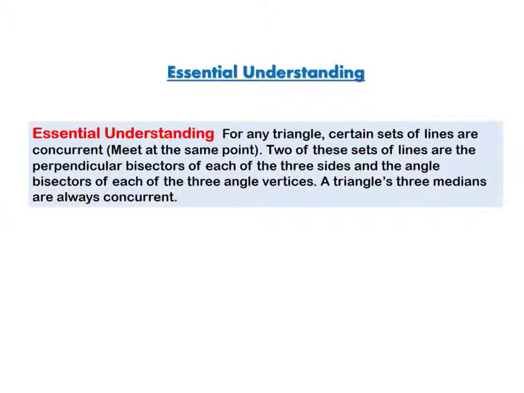What you need to understand in this lesson is that in any triangle, there are certain sets of lines that meet at a single point. And two of these sets of lines are perpendicular bisectors and the angle bisectors of each of the angle vertices. Also, a triangle's three medians are also concurrent, or they meet at a single point.